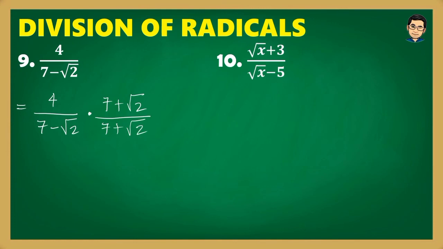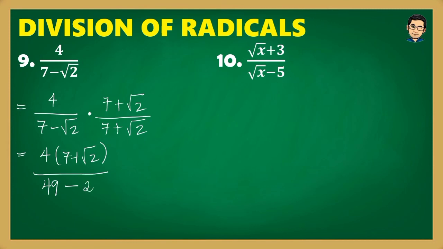Ayan. Next, 4 times 7 plus square root of 2 over 7 minus square root of 2 times 7 plus square root of 2. So, dahil pinag-multiply po natin yan, pareho ng terms, magkaiba lang ng sign. So, i-multiply lang natin yung dalawang first term. Ikakopy natin yung negative. Tapos, i-multiply natin yung dalawang last terms. So, 7 times 7 is 49. And then, minus, so, square root of 2 times square root of 2 is square root of 4. And square root of 4 is 2.